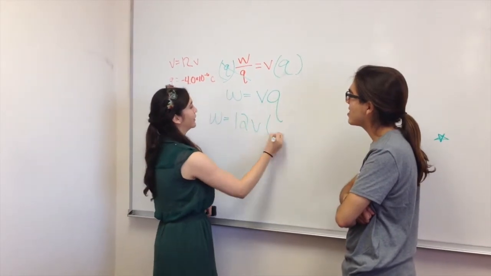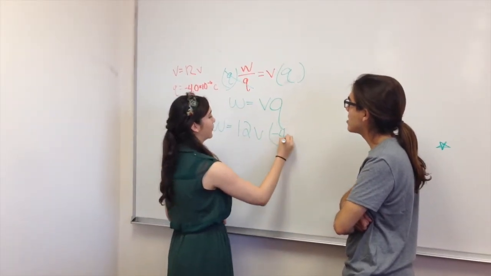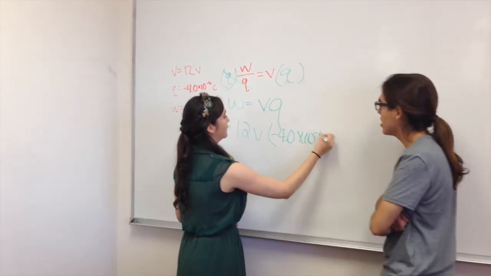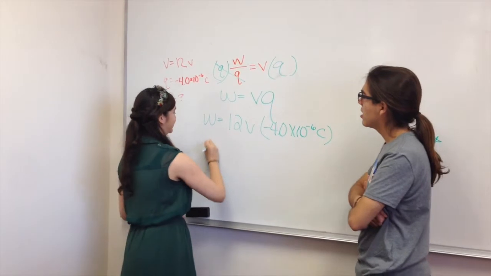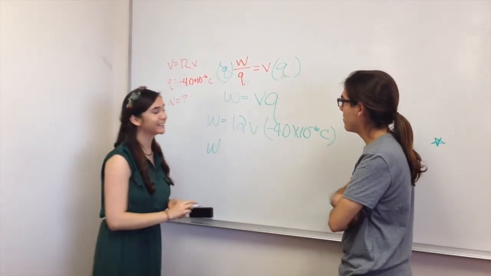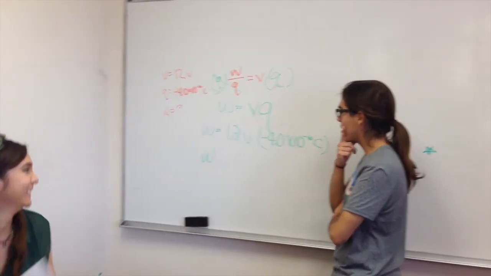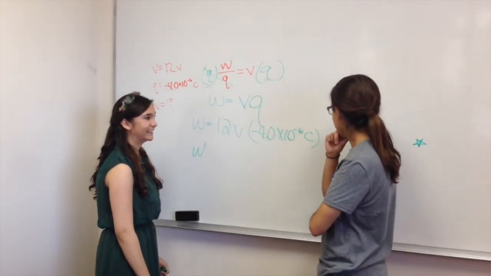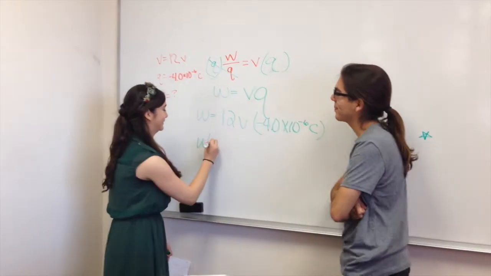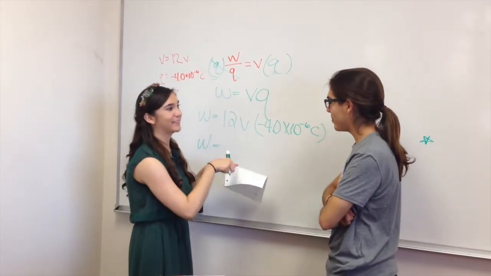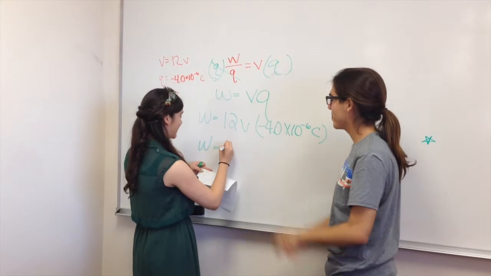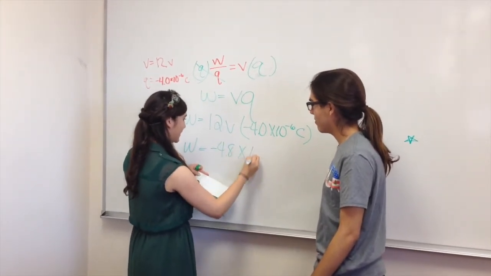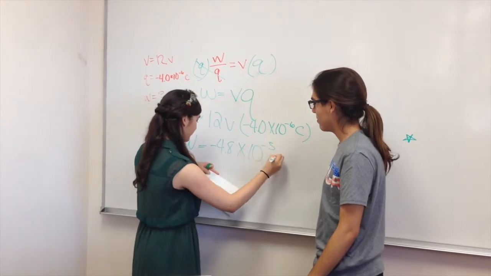12 volts times negative 4.0 times 10 to the negative 6 coulombs. Can you do that in your head? That seems like a big number. I don't think so. Let me try. No. Luckily for you, I have the answer right here. I've got negative 4.8 times 10 to the negative 5.